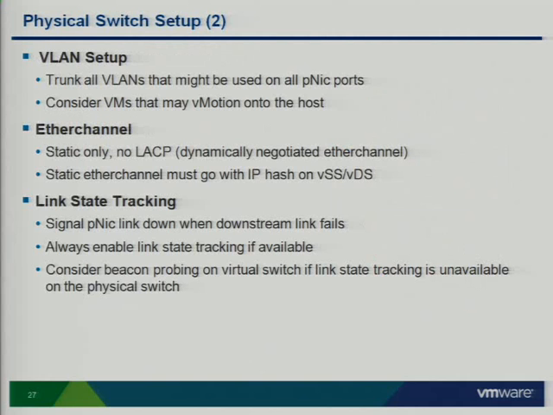A few more things on the physical switch setup. On the VLAN, you want to trunk all the VLANs that might be used on the adapter. You should consider VMs that may vMotion into the host. That is, any VLAN that you can potentially use, you should trunk them all. If you only trunk the VLANs that are currently on the host, then you're going to run into a problem when a vMotion is triggered or an HA failover is triggered. So you want to trunk everything.